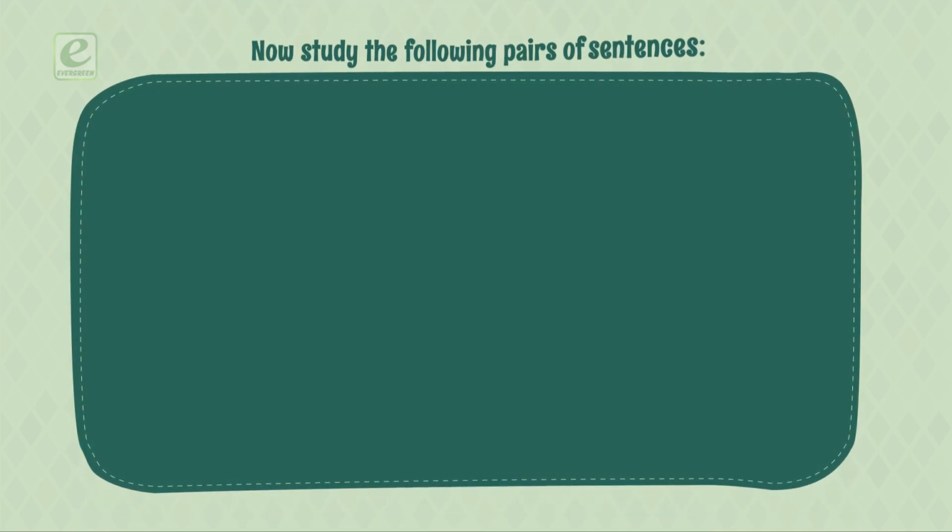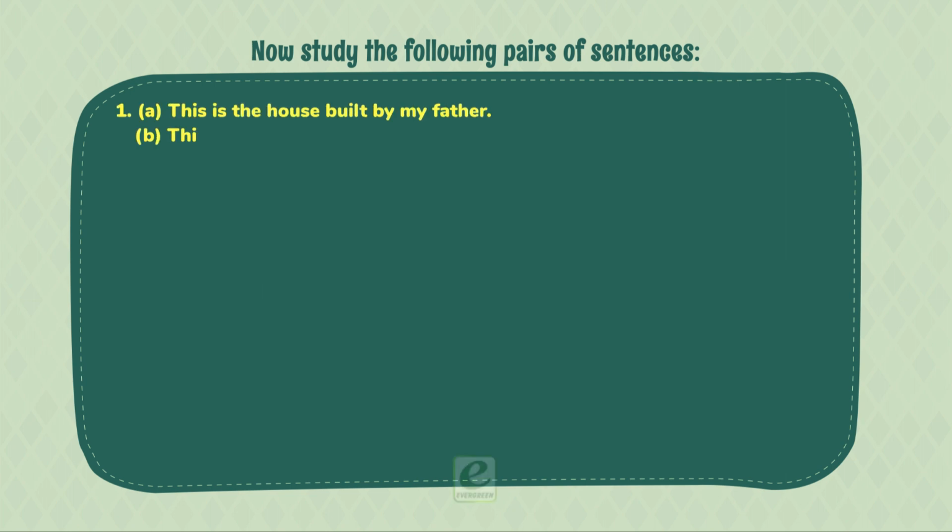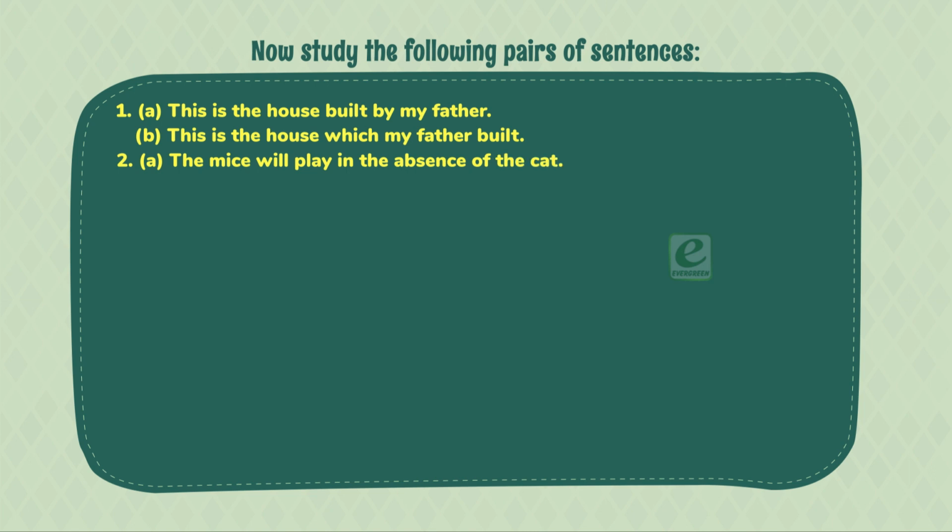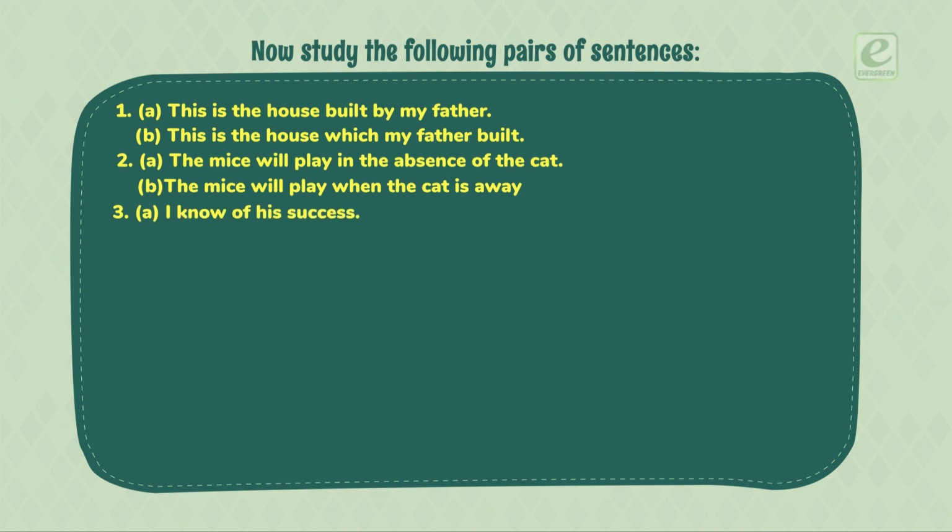Now, study the following pairs of sentences. This is the house built by my father. This is the house which my father built. The mice will play in the absence of the cat. The mice will play when the cat is away. I know of his success. I know that he has succeeded.